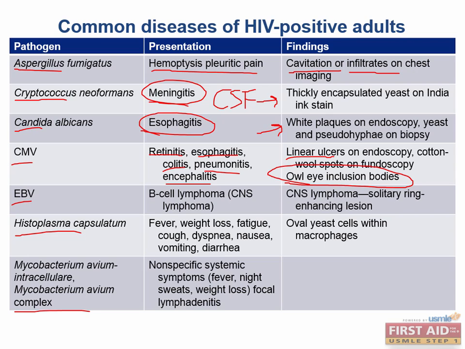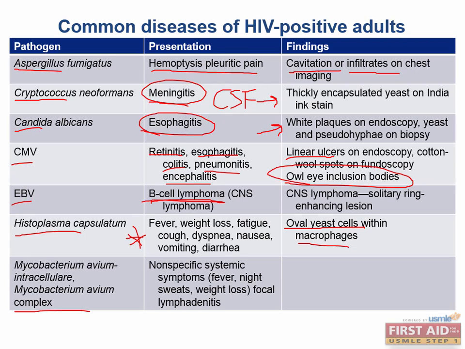Epstein-Barr virus can cause B-cell lymphoma, which is a central nervous system lymphoma. If you ever hear the words CNS lymphoma, the person has AIDS and the lymphoma is caused by EBV, nine times out of ten. This is a favorite question on the boards. Histoplasma can cause a systemic fungal infection that leads to a lot of nonspecific findings: fever, weight loss, fatigue, cough, shortness of breath, nausea, vomiting, diarrhea. To diagnose this patient, you would see oval yeast cells within macrophages on biopsy.